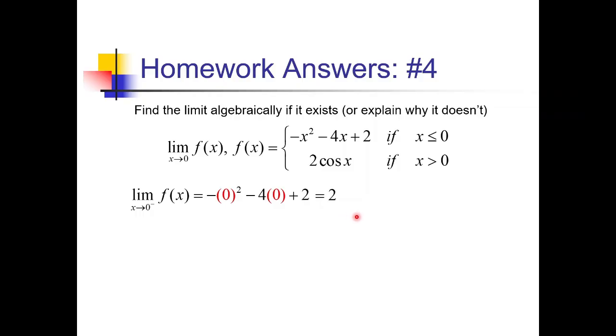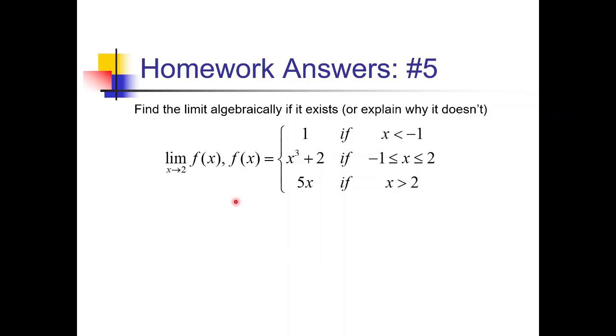Next up, we're going to plug 0 into the right side rule here, 2 cosine of x. Cosine of 0 is going to be 1. 2 times 1 is 2. So that's giving us a left and a right side limit that both match. They're both 2. So that means the limit overall as x approaches 0 is going to be 2.